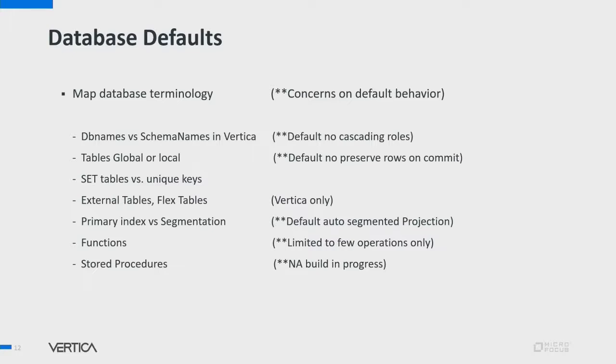Defaults in Vertica are not the same as in other databases, and having this insight is valuable in migration mapping. And what does that mean? DB names transform to schema names in Vertica. A DB name or a DB in another database could have cascading roles on by default, while it is not on in Vertica. Global and local temporary tables in many databases by default preserve rows on commit, while in Vertica we need to explicitly define that. There's a unique feature in Teradata called set tables.